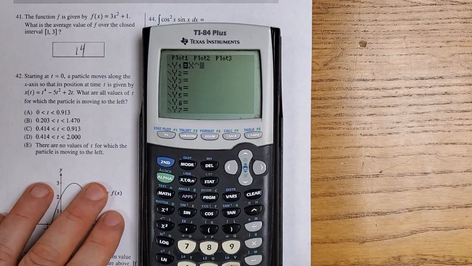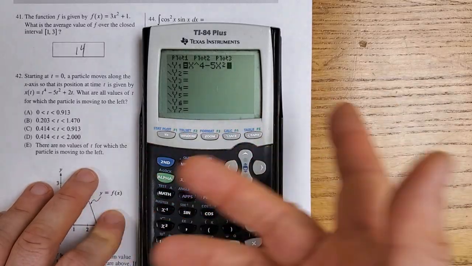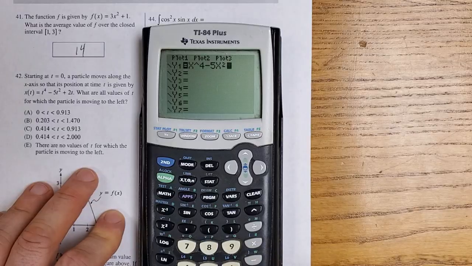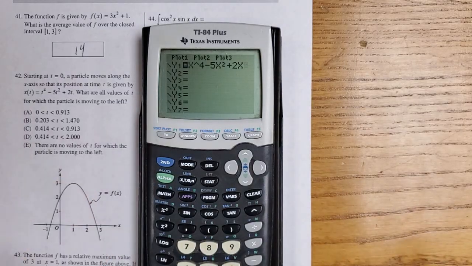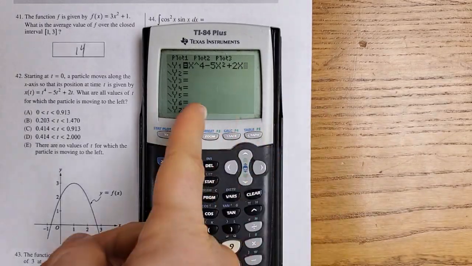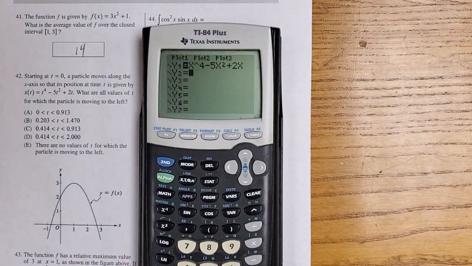X, a little caret for an exponent when it's not a squared, minus 5x squared. And we're using x instead of t, because it's on the calculator; we're going back to using x and y instead of t and whatever. Like I said before, what the letters are doesn't matter, as long as we all know which is the independent variable that's changing and which is the dependent variable that gets determined by the equation.